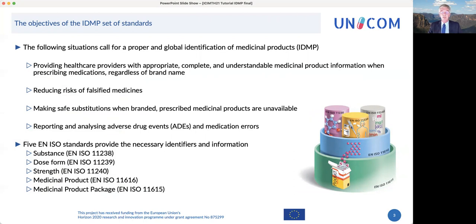And they're captured in 5 standards. It starts with the substance. What's the active substance in a medication, or what are the active substances? How is it presented to the patient? What's the dose form? Is it a tablet? Is it an injection? Is it whatever it is? So the dose form. What's the strength? Of course, there's different strengths that might be relevant. And those 3 together make up a medicinal product. And of course, the medicinal product itself needs to be packaged. And that's the outer layer of what we call the wedding cake of the 5 standards that together are IDMP.